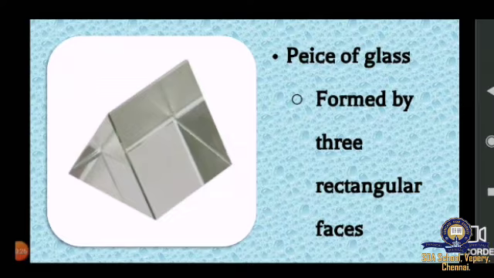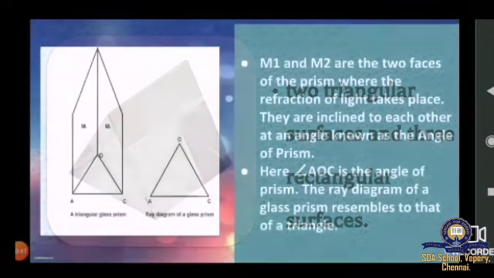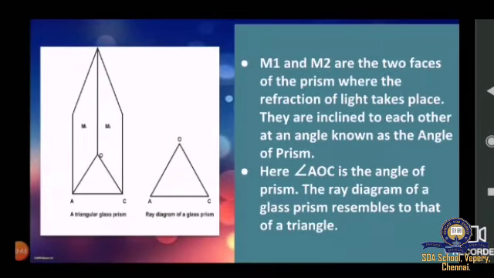A prism is a piece of glass formed by 3 rectangular faces. Zoom in and see, there will be 3 rectangular faces and 2 triangular faces. Let's say M1 and M2, those rectangular surfaces, are the 2 faces of the prism where the refraction of light takes place. They are inclined to each other at an angle. Can you see? That is called the angle of prism. Therefore, angle AOC is the angle of prism here.